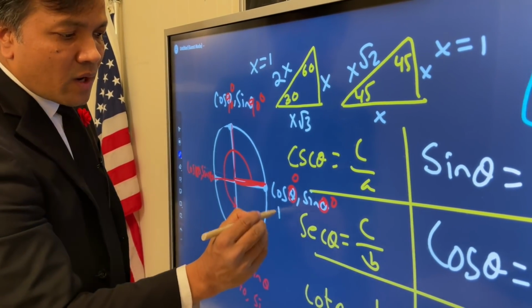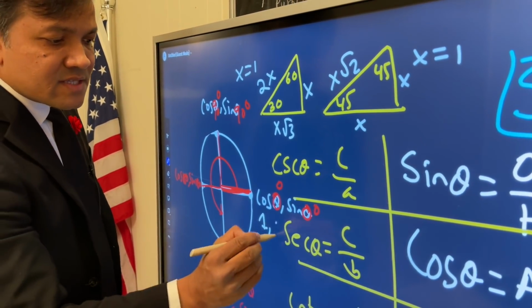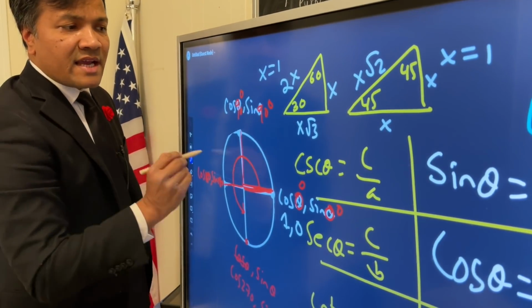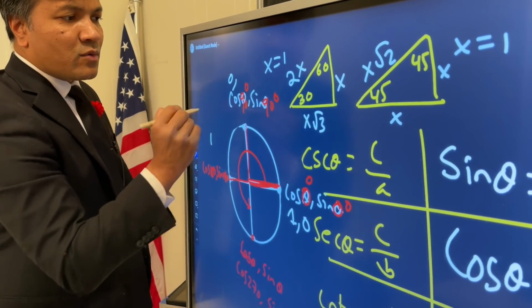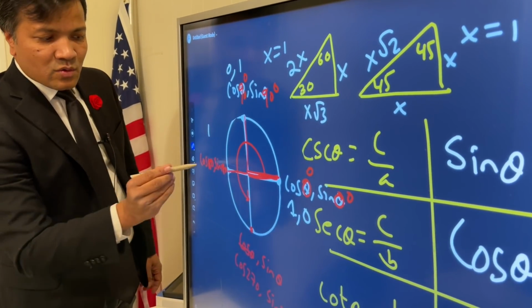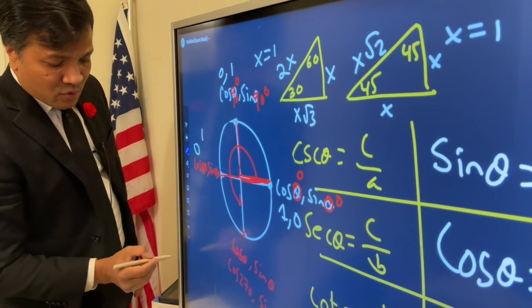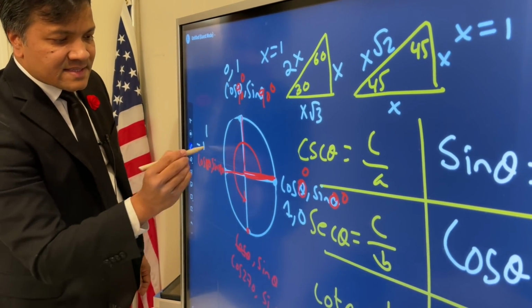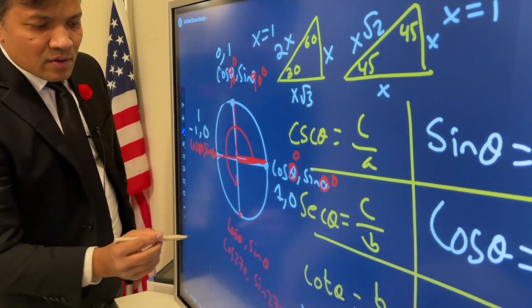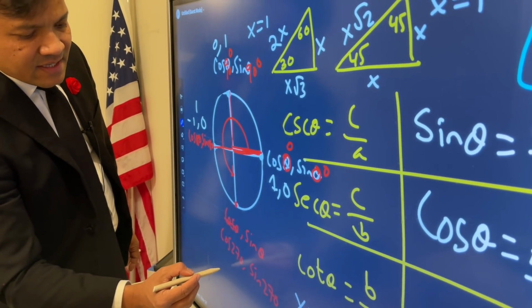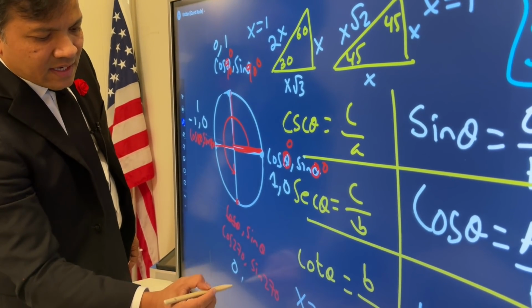Now what is cosine 0 degree? 1. What is sine 0 degree? 0. What is cosine 90 degree? 0. And what is sine 90 degree? 1. What is cosine 180 degree? Of course, negative 1, and sine 180 degree is 0, and cosine 270 degree is 0 and sine 270 is negative 1.